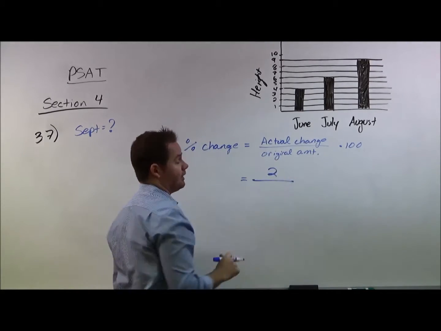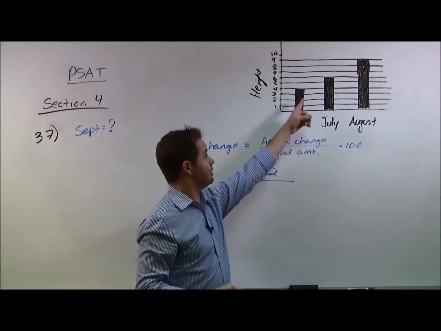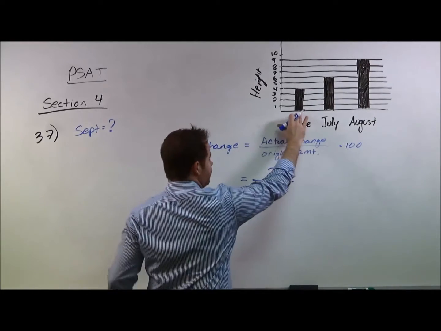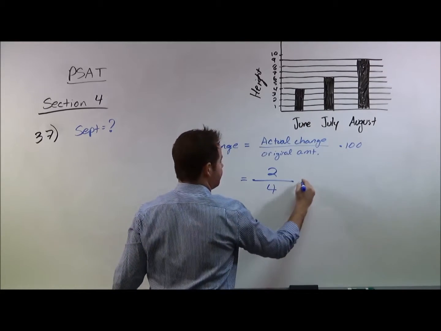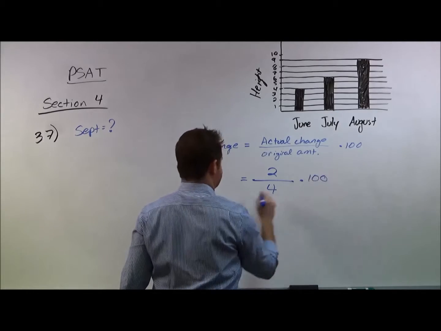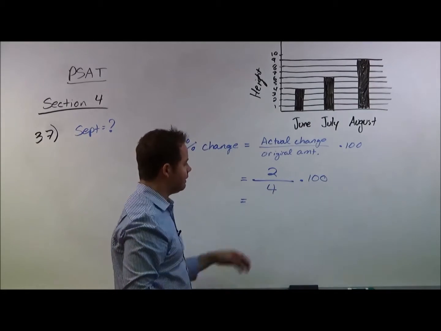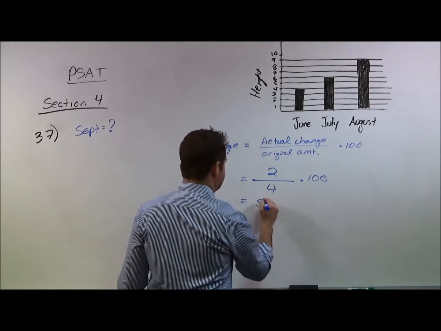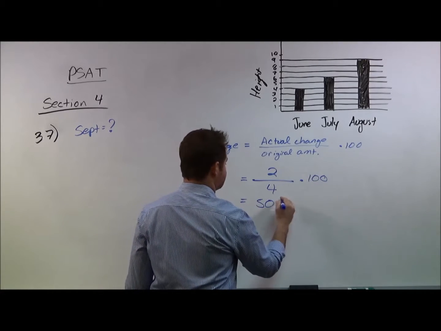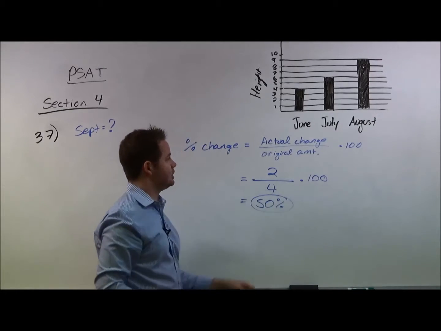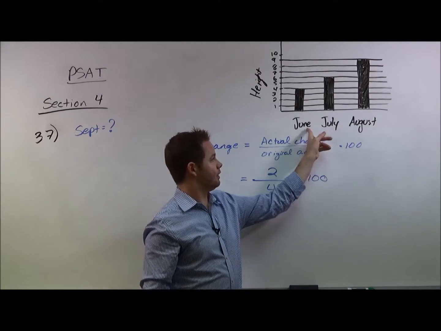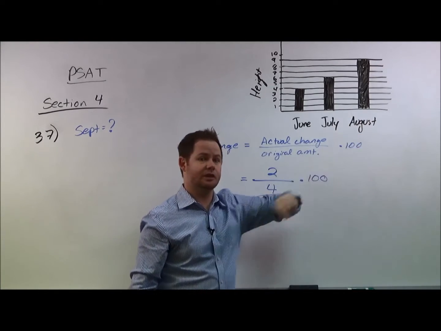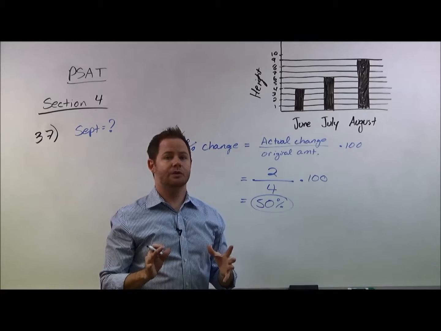The original amount, and this is what's key, a lot of students take that number 2 and they put it over the new amount, which is 6, but the original amount, it started at 4. So we're doing 2 over 4 times 100. And when you go ahead and do the math on that, 1/2 times 100 would give you 50. So the percent change here, we're talking about 50% change. That's how much it goes up from June to July, that's how much it goes up from July to August, and that's how much it goes up from August to September. So now we know the percentage.